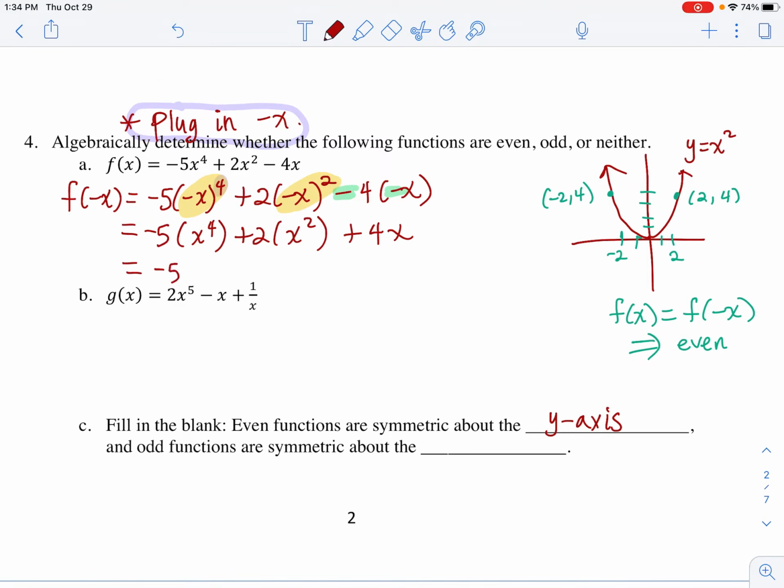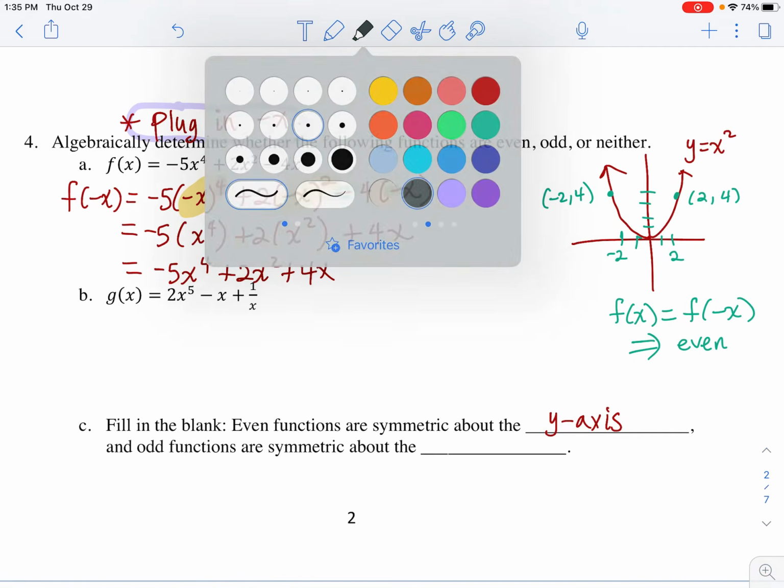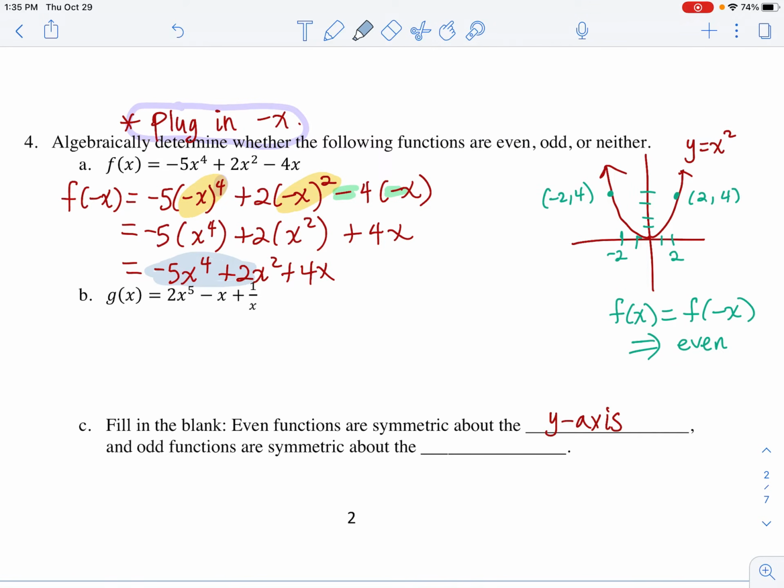Let me go ahead and write down my final answer. Negative 5x to the 4th power plus 2x squared plus 4x. Now, they have to be exactly the same. What I just got has to be exact. I don't like gray color. How about blue? What I just got needs to be exactly the same as the original function to be called an even function. Now, let's see if they're exactly the same. It was negative 5x to the 4th, negative 5x to the 4th. The first one is the same. Positive 2x squared, positive 2x squared. That is good. But look, negative 4x changed to positive 4x. So this is not an even function. And in fact, this one is neither.